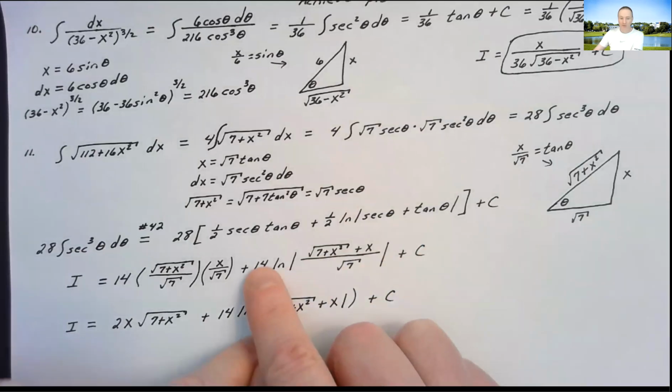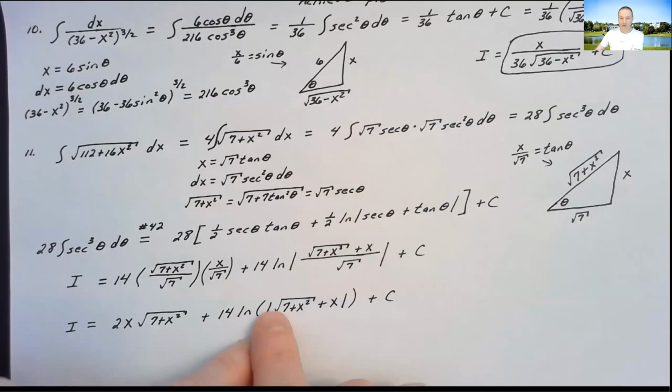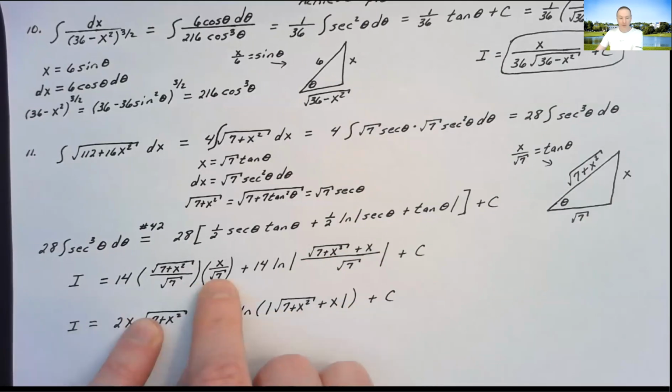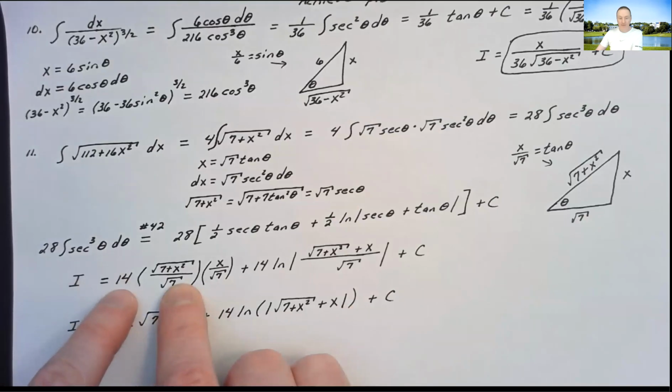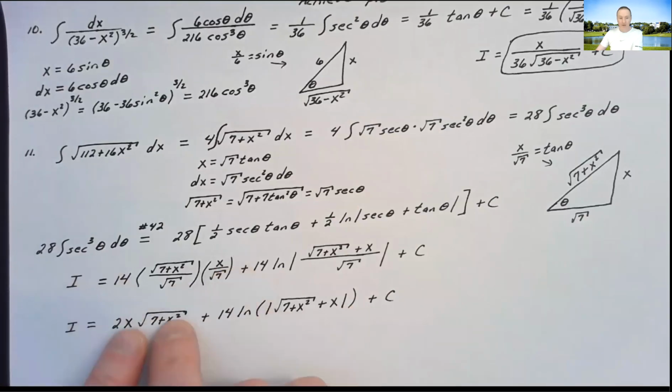I can say this is just 14 natural log of that numerator inside the absolute value. Over here, the root of 7 times the root of 7 is 7. 7 divides into 14 and gives me a 2. I have 2x times the square root of 7 plus x squared, plus the 14 natural log of the absolute value of the root of 7 plus x squared plus x, plus your constant of integration.